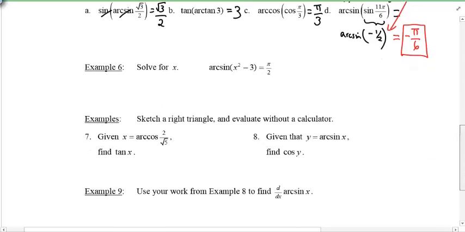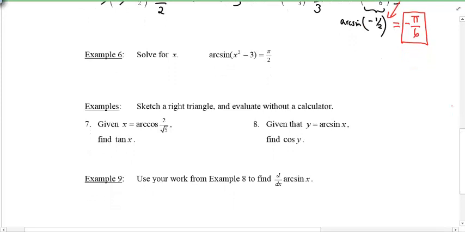All right, you should also be able to solve these. And once again, this is all just pre-calculus stuff. We haven't done any calculus yet. So to get rid of the arcsine, we can take sine on both sides, right? And the sine of pi over 2 just gives us the value of 1. And so we have x squared minus 3 equals 1, or x squared equals 4, or x equals plus or minus 2. So that's how you can solve that.